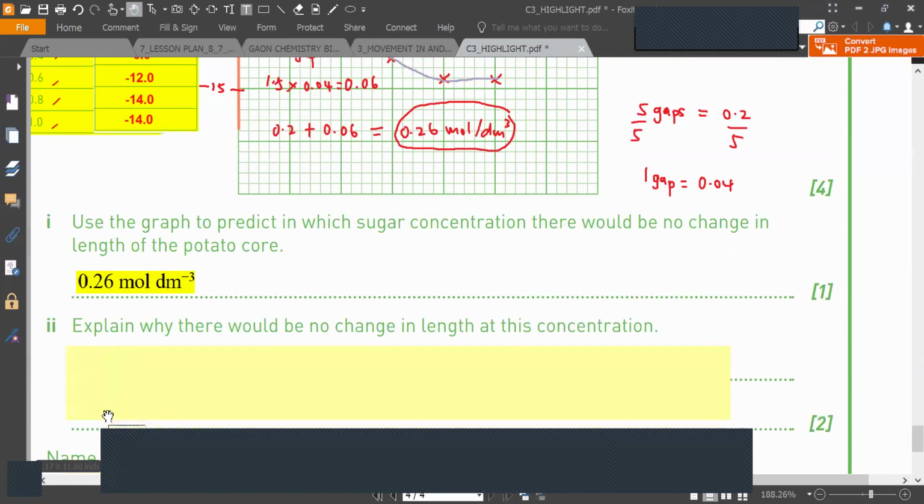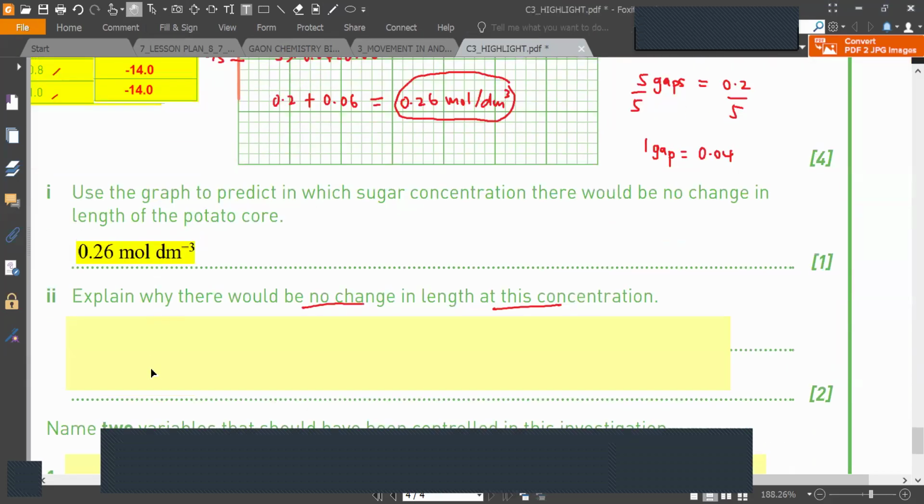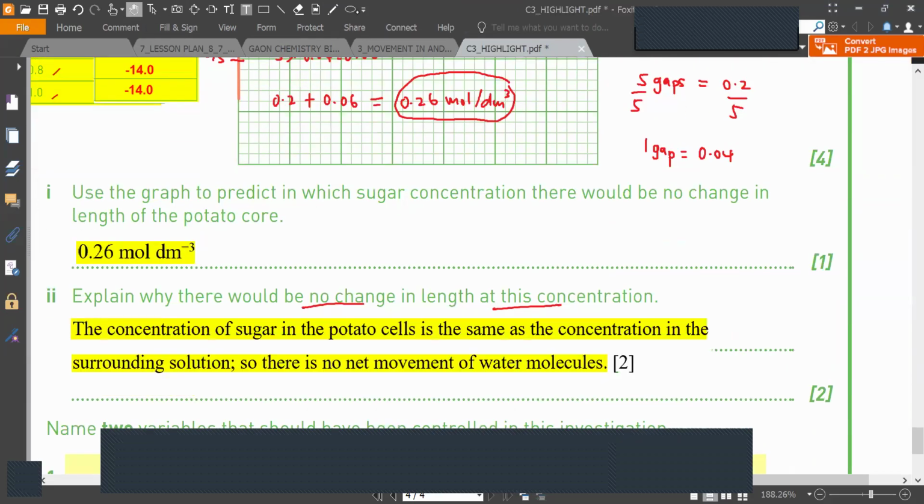Next, explain why there will be no change in length at this concentration. We just explained that just now. Why at here, no change? Because the concentration of sugar in the potato cell is the same as in the surrounding solution, inside and outside same. So there is no net movement of water molecules.